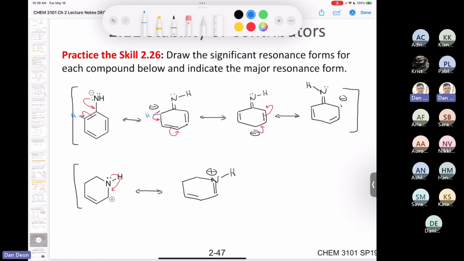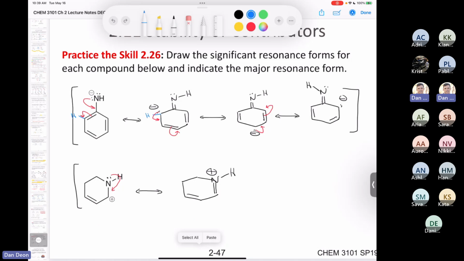If I was to label these as being A and B, could anybody tell me which one of these would contribute more to the resonance hybrid? Would it be A or B? Anybody? It's going to be B, isn't it? Right, because everything has a complete octet, but in A, the carbon with the positive charge doesn't have a complete octet. Good.